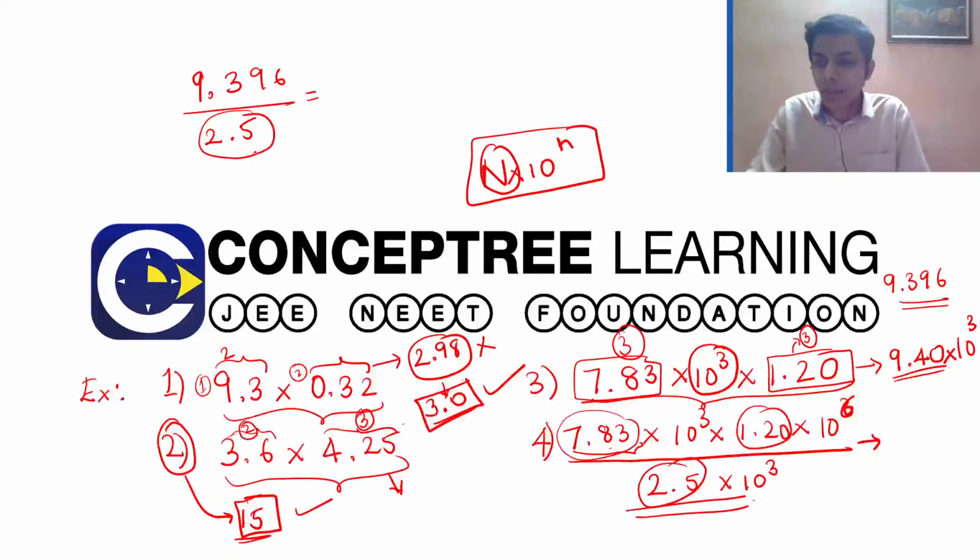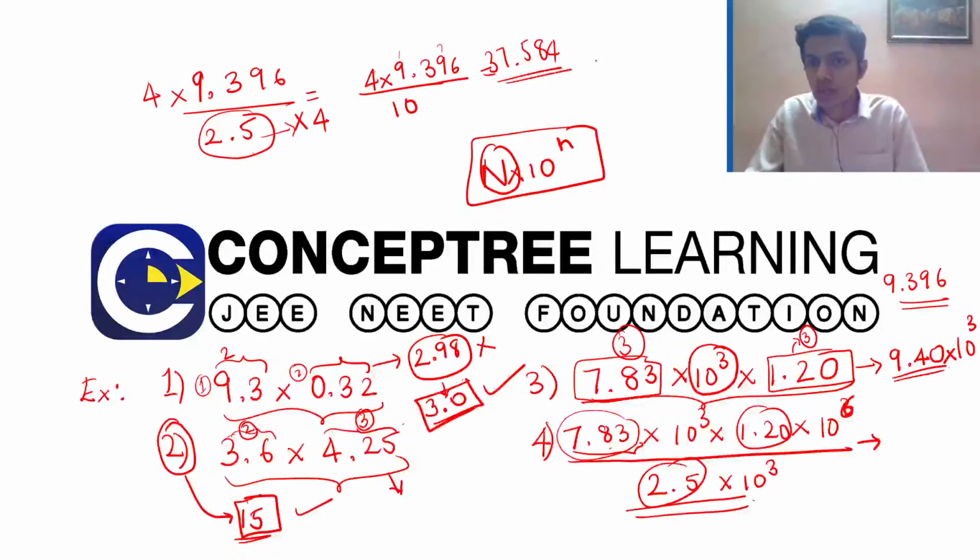How to do this? Whenever this kind of number is there, try to bring the denominator to 10 somehow. So to bring it to 10, I'll multiply this with 4, and multiply this with 4. Then in the denominator, 2.5 into 4 is 10. Got it? So this is how we can simplify. The numerator will become 4 into 9.396. Just perform this multiplication. You will get 37.584.